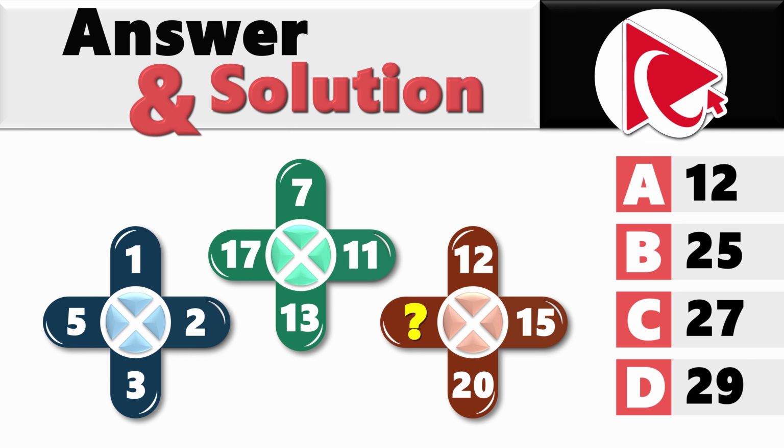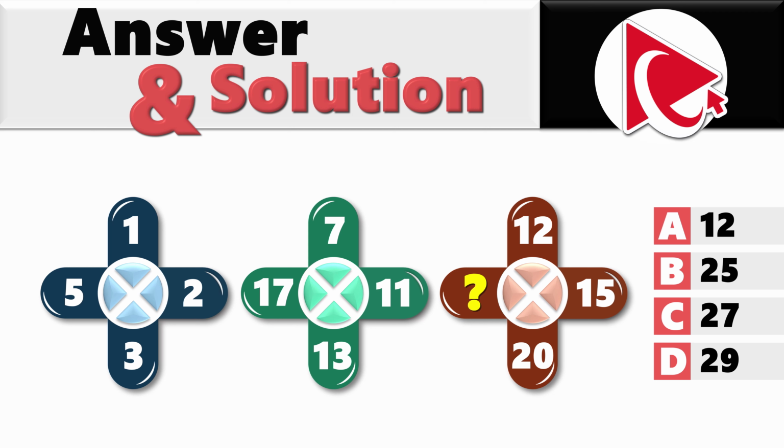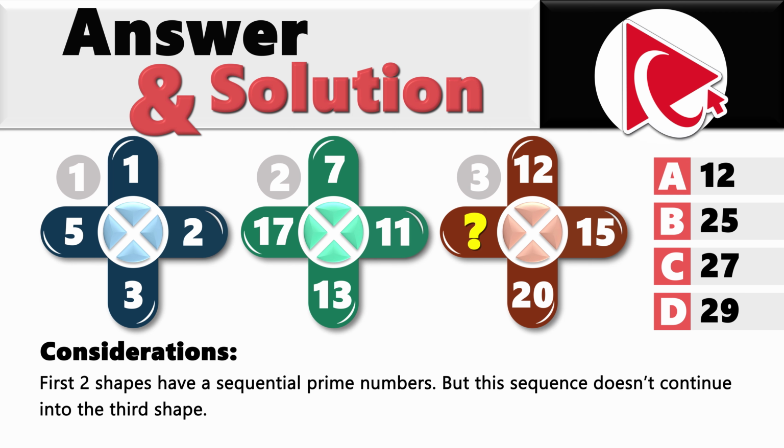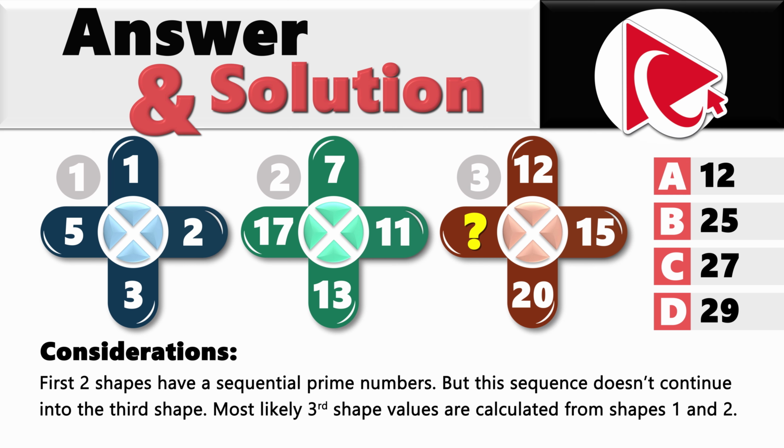To give each shape a reference, let's give them IDs 1, 2, and 3. The first thing that comes to mind when looking at the numbers in those shapes is that we're dealing with prime numbers. In fact, the first two shapes have sequential prime numbers: 1, 2, 3, and 5, and then it continues 7, 11, 13, and 17. But then this pattern doesn't continue in the third shape, which means that the third shape values are most likely calculated based on the values in shapes 1 and 2.